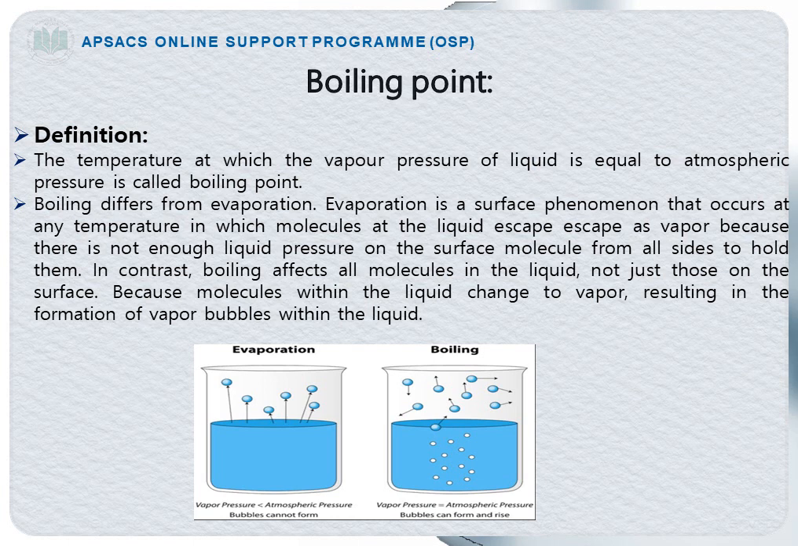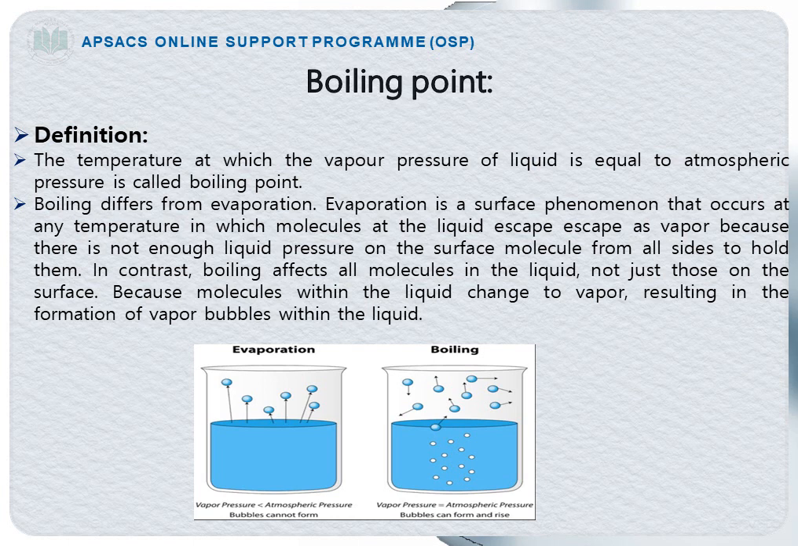Boiling differs from evaporation. Evaporation is a surface phenomenon that occurs at any temperature, in which molecules at the liquid surface escape as vapor because there is not enough liquid pressure on the surface molecules from all sides to hold them. What does it mean? Evaporation is the escaping of liquid molecules from the surface because, in the case of surface molecules, the attractive forces are not balanced, so they can easily escape from the surface of the liquid when they gain a little bit more energy.